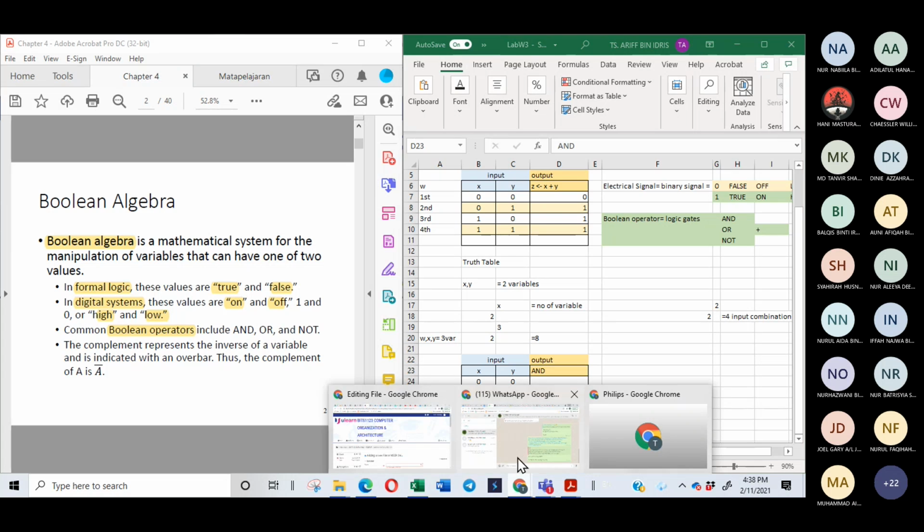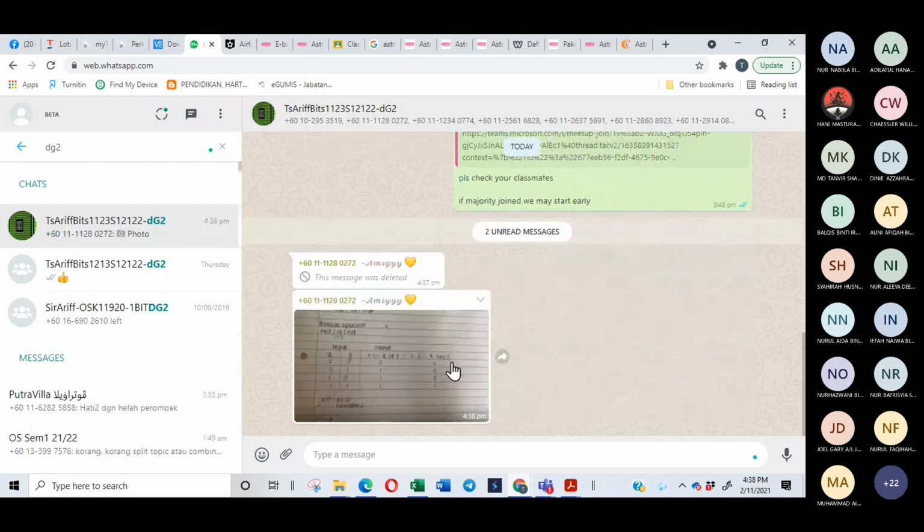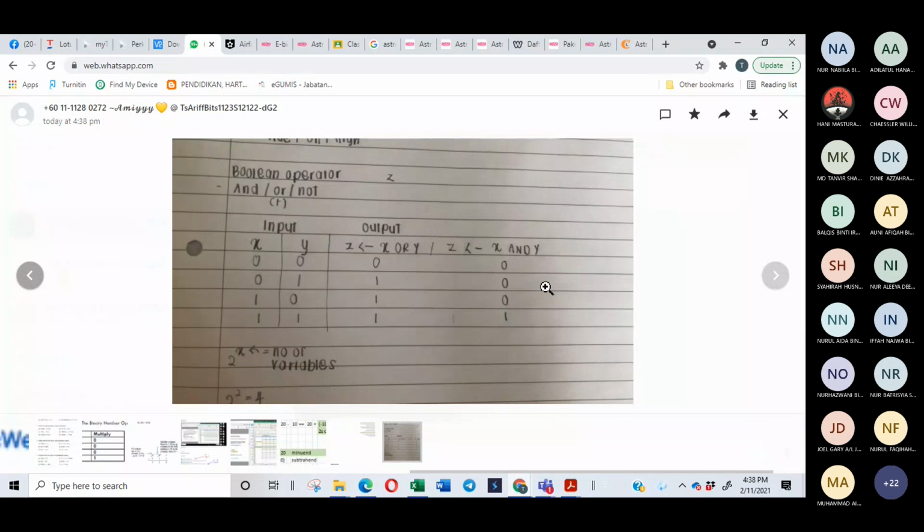Okay, Syafika has shared, let's look at Syafika's answer. Okay, this is what Shafiqah has shared with me. You can ignore the x or y labels, so we focus on x and y. We refer to the first answer. First input is x 0, y 0, and the answer is 0.